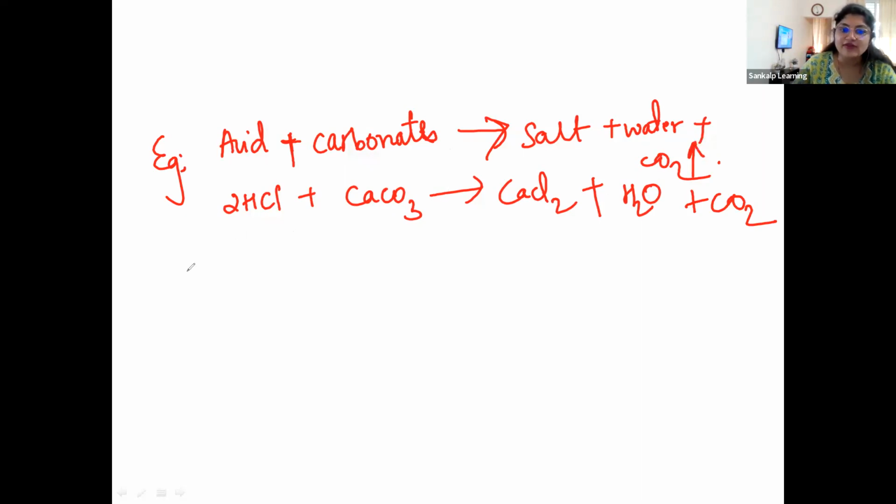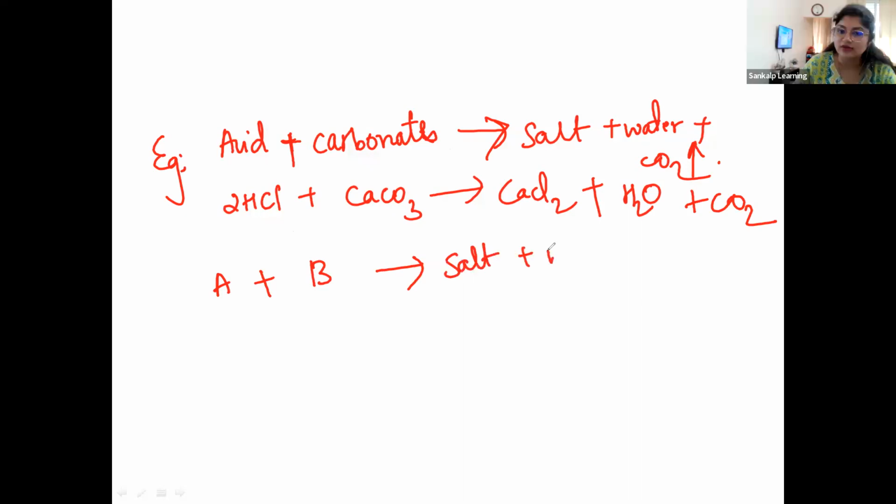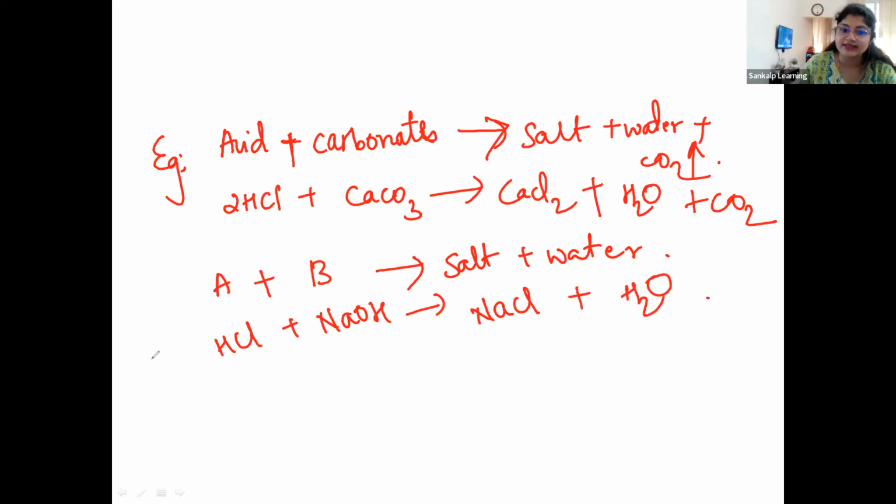One more reaction: acid plus base. What does it give you? Salt and water. So if an acid like HCl reacts with a base like NaOH, it gives you NaCl plus H2O. So these are the properties of acids. We have covered most of these in the last class.